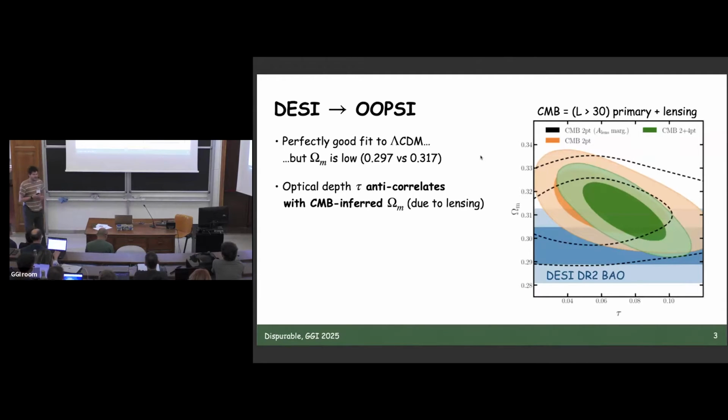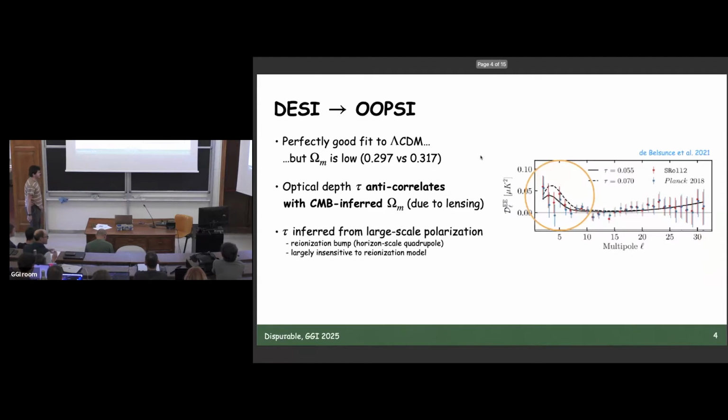Well, the matter fraction that we infer from the CMB, and here what I mean by CMB is high L CMB, meaning L greater than 30, and then also CMB lensing, is negatively correlated with the optical depth. Okay, and this is due to lensing. So the primary CMB measures A_s times e to the minus 2 tau. Lensing measures some combination of A_s and omega matter, and so if you divide those two amplitudes, you get this correlation here. Okay, now the way this degeneracy is broken in the CMB is through large-scale polarization data.